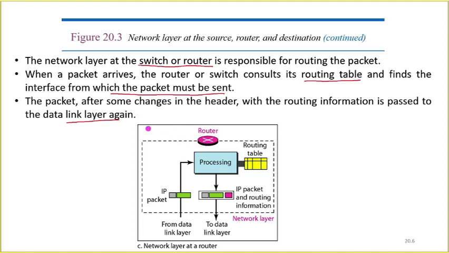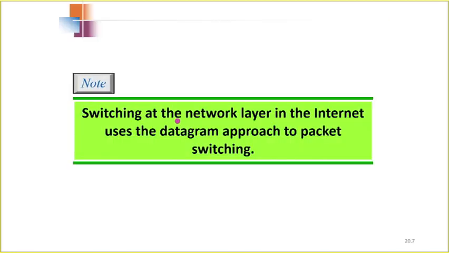So the router, on one side, takes the packet from the data link layer. It will process it and then send it again to the data link layer with some routing information that is based on the routing table. So this was the basic working of the network layer. With this in mind, we will now see what IPv4 is.